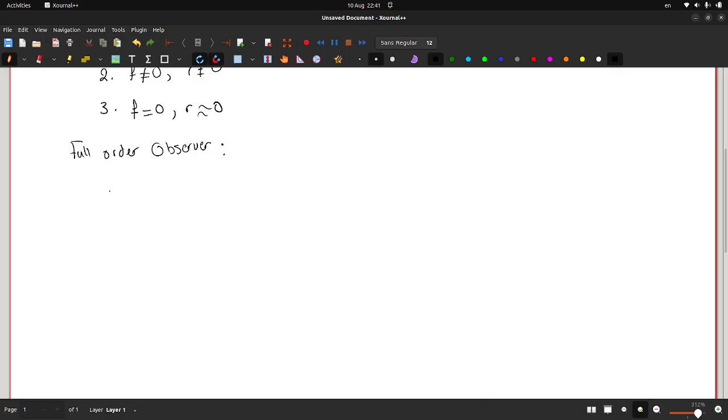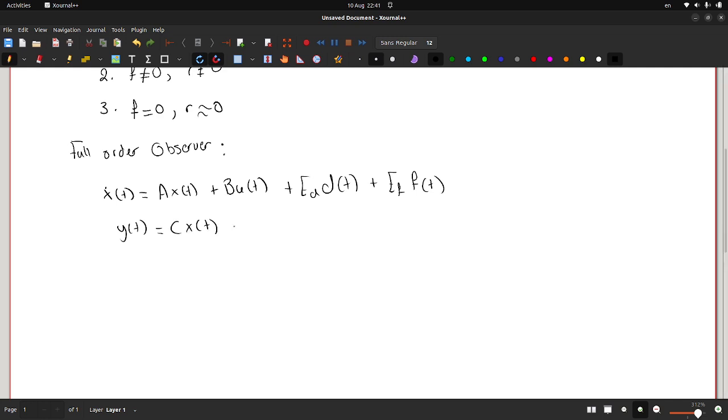So let's recap the idea of our plant, which was x dot of t equals ax of t plus bu of t plus ed times the disturbance signal plus ef times the faults, and y of t equals cx of t plus du of t plus fd of dt plus ff of f of t. So now let us design our observer.